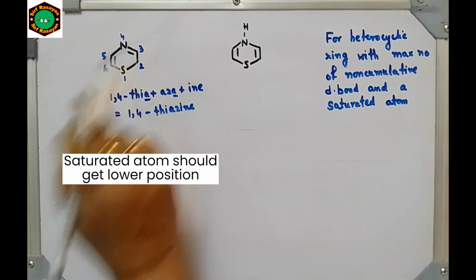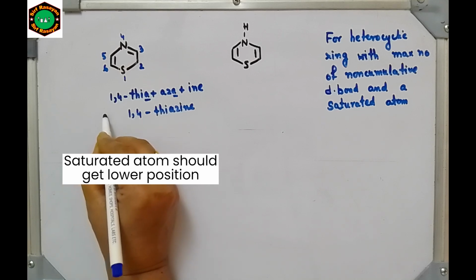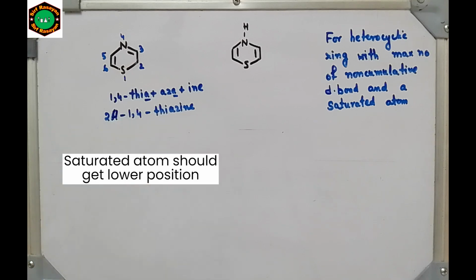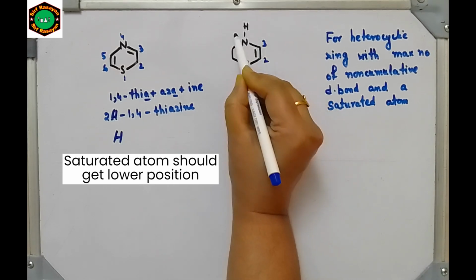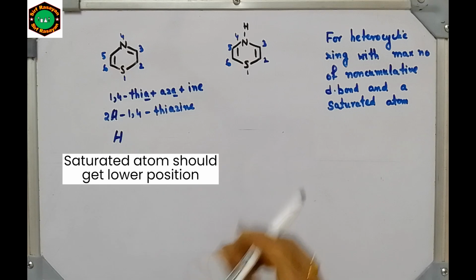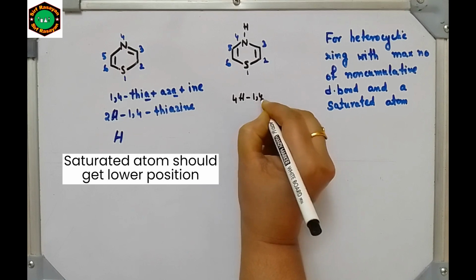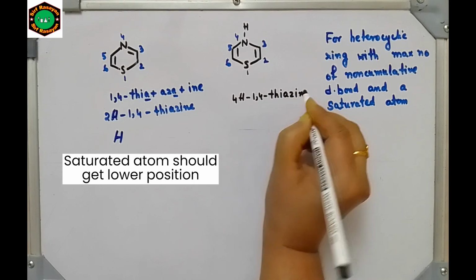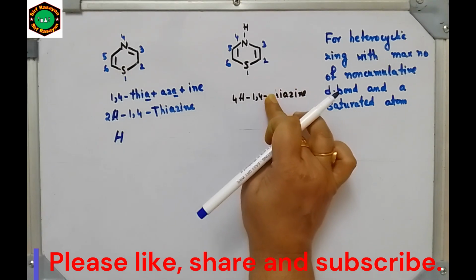But how to mention that at position 2 saturation is there? So here you have to mention at position 2 saturation, meaning one extra hydrogen is there. That one you have to write in italics this way. And what about this? Here you do the same numbering, and at position 4 saturation is there. So here you have to write 4H in italics, 1,4-thiazine. This T is capital. Okay. This T is also capital.